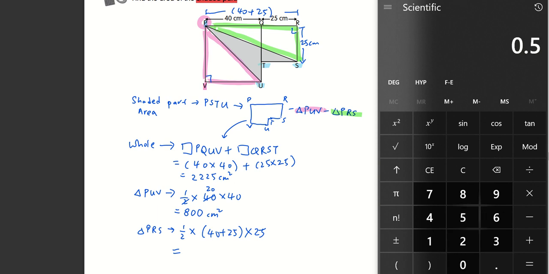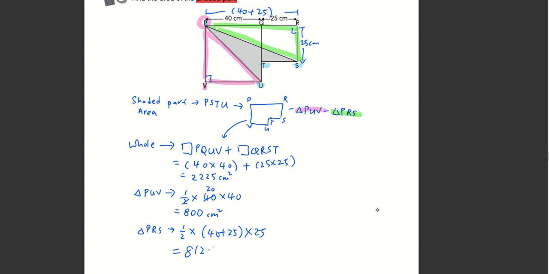I like to work with decimals because they have base 10, rather than fractions. The fraction is a half. If you are using your scientific calculator, you can press fractions as well. So I will use this, plus bracket 40 plus 25. That should give me 65 in the brackets. Then multiply by 25, and that will give me 812.5 square centimeters. So I found the pink triangle and the green triangle.